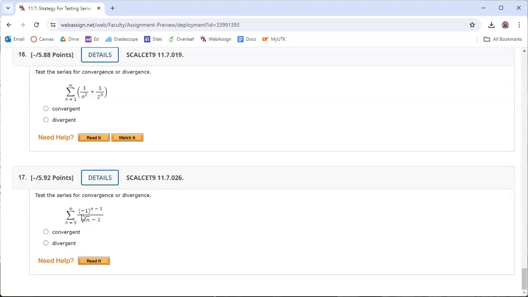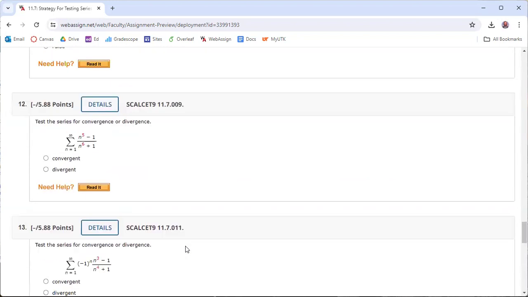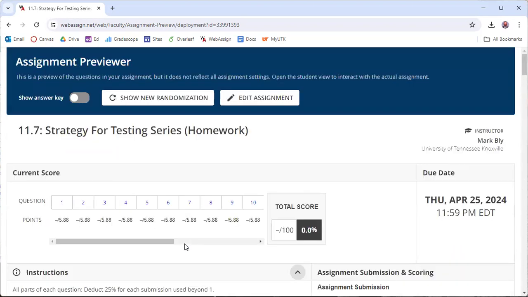Again, an alternating series. Boy, you've had a lot of alternating series. And look at the terms without the -1. Do they decrease to zero? And the answer is definitely yes, right? Because as n grows, the denominator grows without bound, which says the fractional expression is going to be decreasing as n grows, and in fact decreasing to zero. So that's convergence by the alternating series test, and that's a wrap on the robust section 11.7 strategy for testing series exercise set.